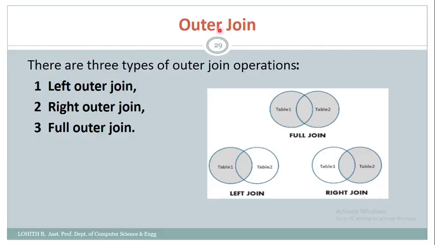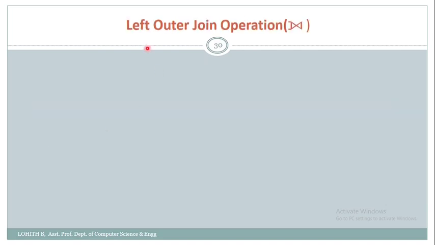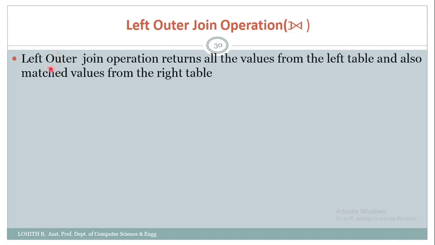Let us understand the outer join operation. There are three types of outer join operation: left outer join, right outer join, and full outer join. Let us begin with the left outer join operation. This is the notation, a join symbol facing towards the left. Let us understand the definition of left outer join. It returns all the values from the left table and also the matched values from the right table.